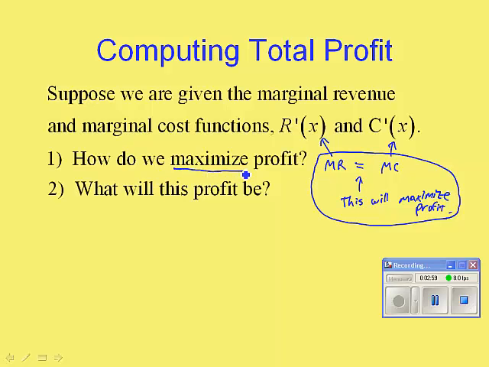What are we trying to do? Maximize what? Profit. I'm going to make up a new function for profit, P of x. Now, how do you get P of x? How do we get profit? Revenue minus, right? So it equals R of x minus what? C of x.